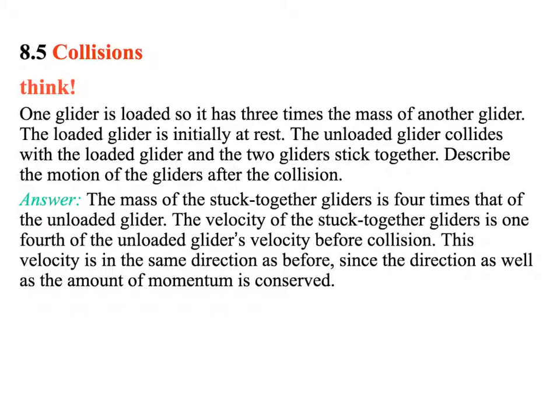The mass of the stuck together gliders is 4 times that of the unloaded glider. The velocity of the stuck together gliders is 1/4 of the unloaded glider's velocity before the collision. This velocity is in the same direction as before, since the direction as well as the amount of momentum is conserved.